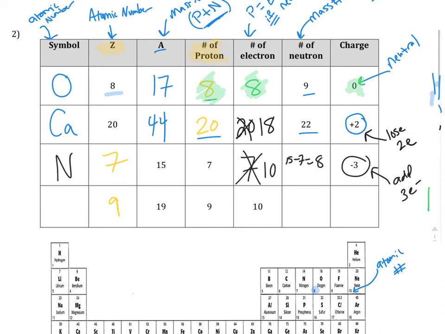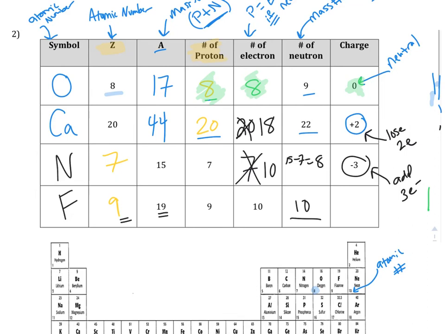Okay, next one. You want to see who has 9. Let's look. Who has 9? It's F, fluorine. Fluorine has 9, so we're going to write here... Oops, did I move things the wrong way? Okay, this is fluorine. Okay, and they want the neutron. So the neutron is the mass number minus the atomic number. So 19 minus 9 is 10.